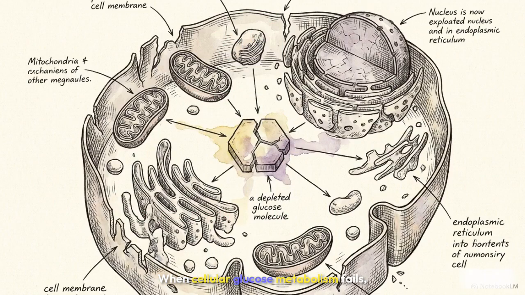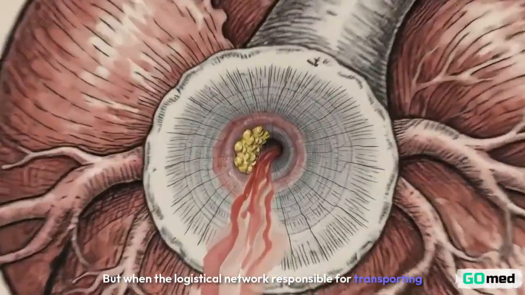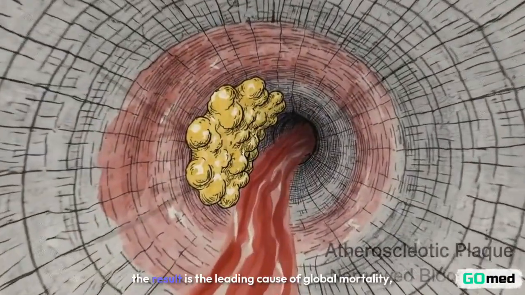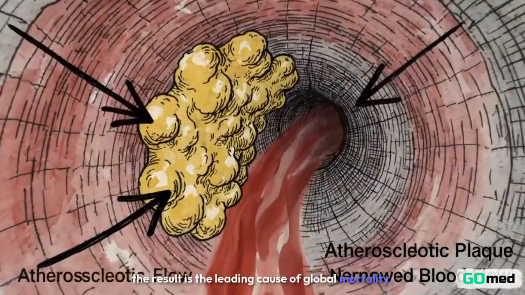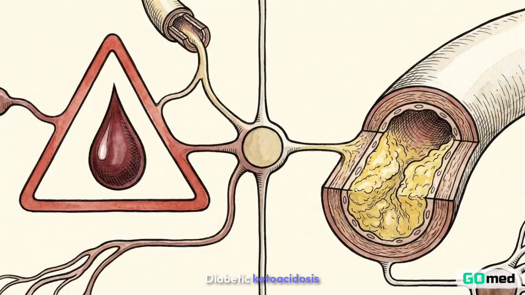When cellular glucose metabolism fails, the body pivots to an alternative fuel source to survive. But when the logistical network responsible for transporting that fuel breaks down, the result is the leading cause of global mortality, cardiovascular disease. Diabetic ketoacidosis and atherosclerosis both arise from mechanical failures within the body's unified lipid distribution network.